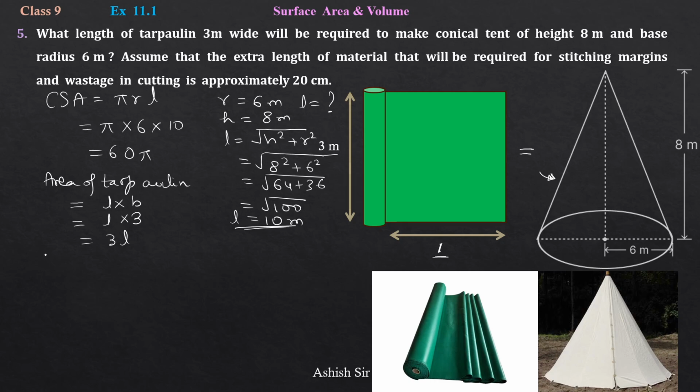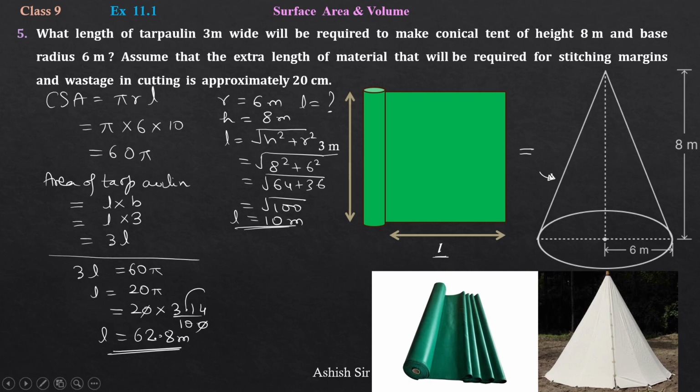Now we can equalize both the areas. So ultimately we can write that 3L is equal to 60 pi. So L will be 20 pi, dividing by 3 on both sides. Now this is what we need to find out. After application of value of pi 3.14, what we find is value of L is 62.8 meters.